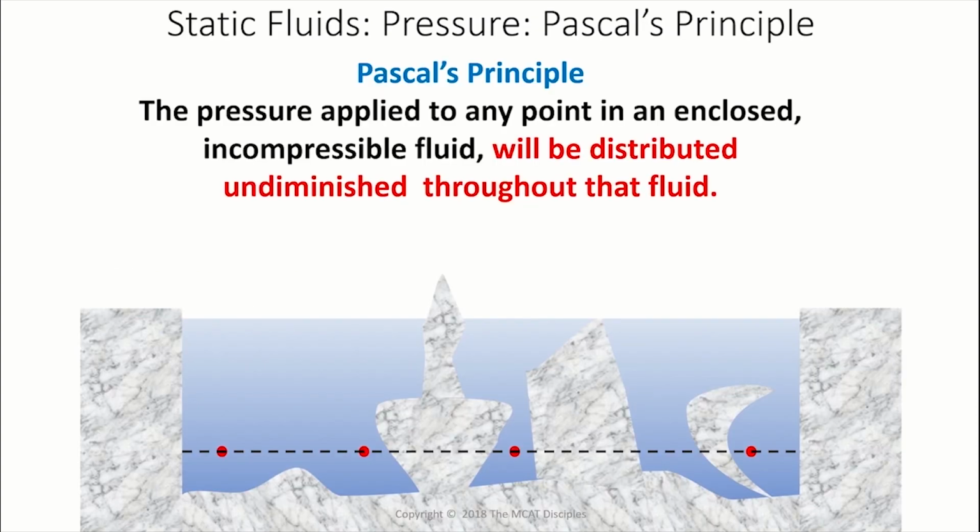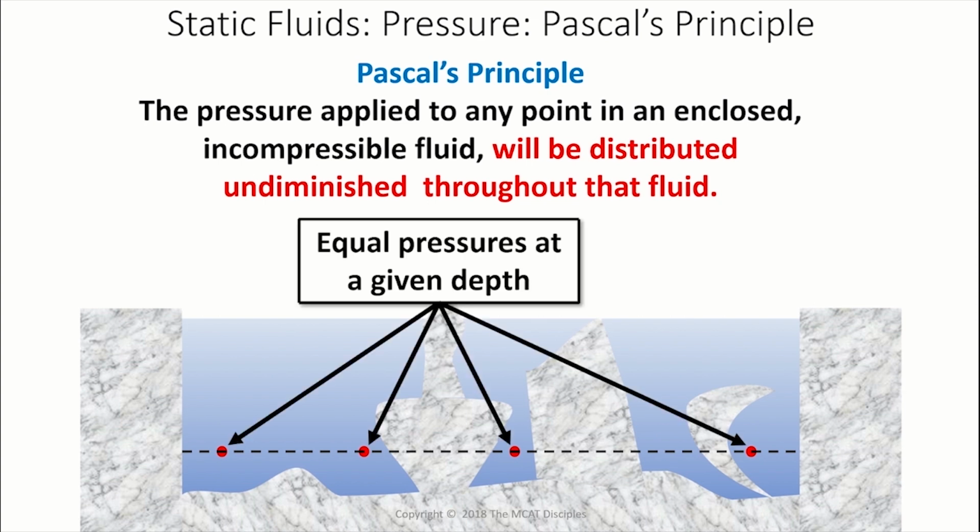Finally, we've come to the concept of Pascal's principle, which says that the pressure applied to any point in an enclosed incompressible fluid will be distributed undiminished throughout that fluid. Now, this is, of course, at a certain depth. So the equal pressures here are at equal depth. And it has to be the same fluid, right? And it has to be enclosed, otherwise the pressure would just kind of dissipate outward.